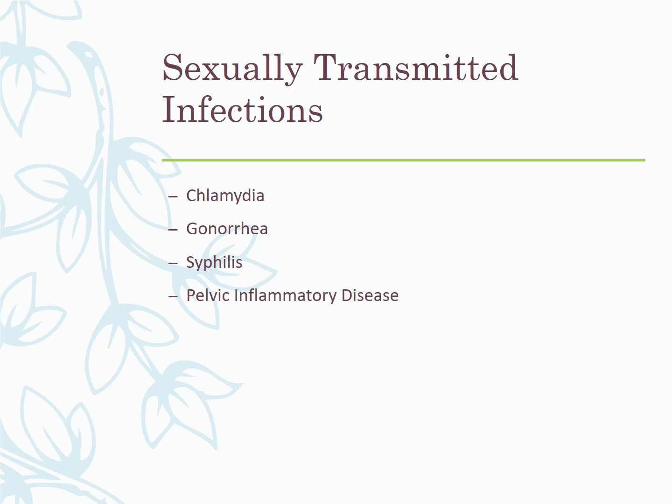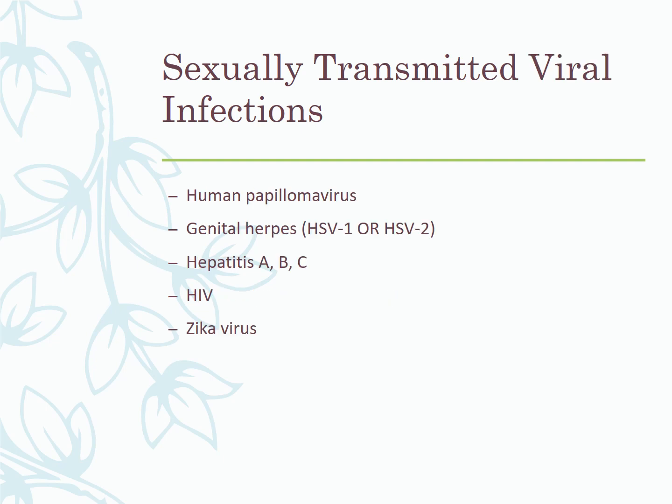I have listed, for time's sake, all the infections and viruses as well as vaginal infections on the next few slides. I'll not be going into depth into each one of these, but it is a student responsibility to review these infections, viruses, and vaginal disorders. Some more sexually transmitted viral infections: human papillomavirus, genital herpes, HSV1 or HSV2, hepatitis A, B, and C, HIV, and Zika virus.